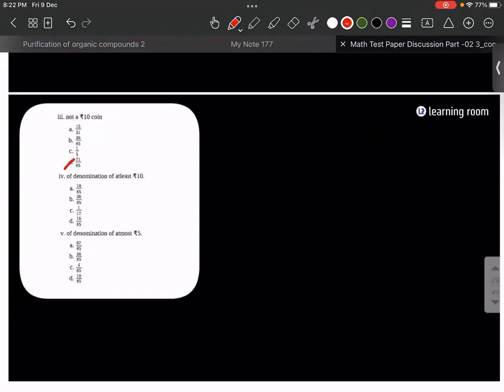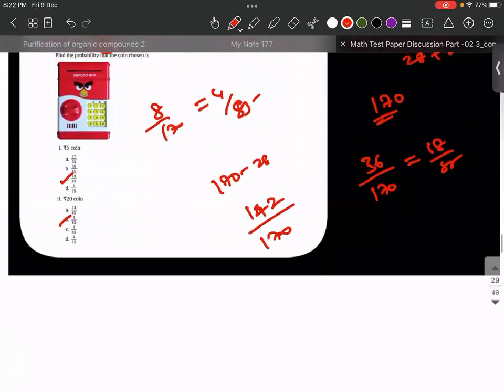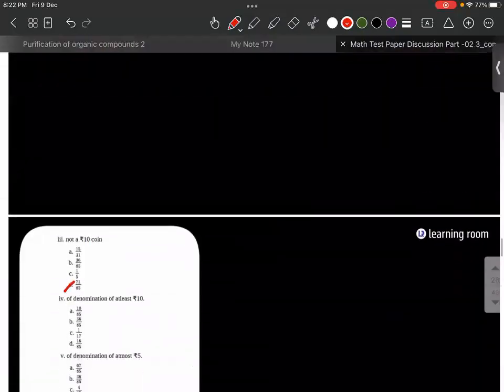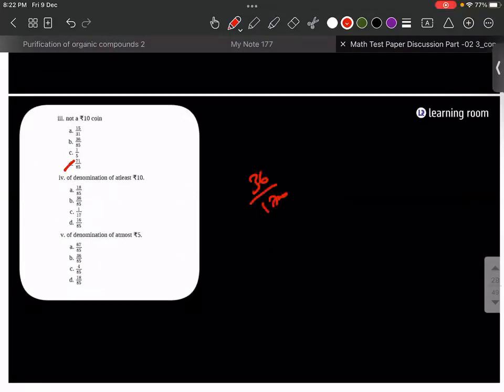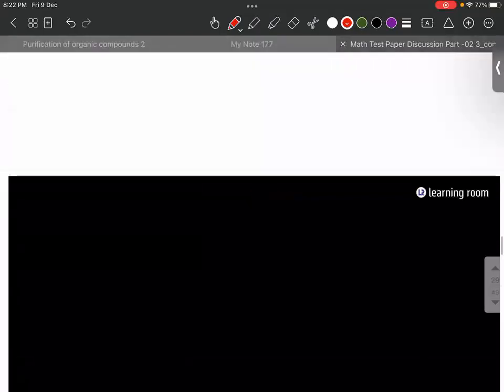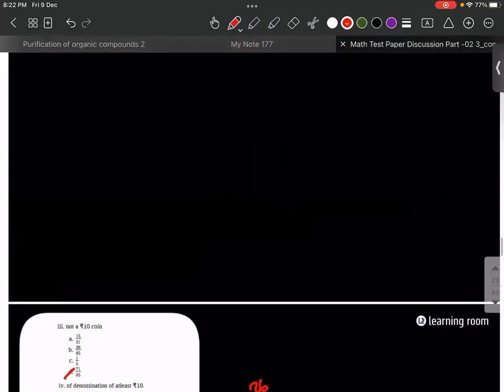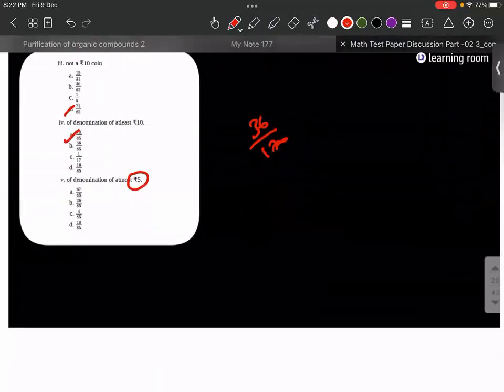Of denomination of at least 10. So at least 10 means 10 and 20. 10 and 20 put together are 36. So 36 out of 170, which is 18 by 85. Option A. Of denomination of at most 5. At most 5 means 1, 2 and 5. So 50 plus 48 is 98. 98 plus 36 is 134. So 134 divided by 170. 134 by 170 is 67 by 85.